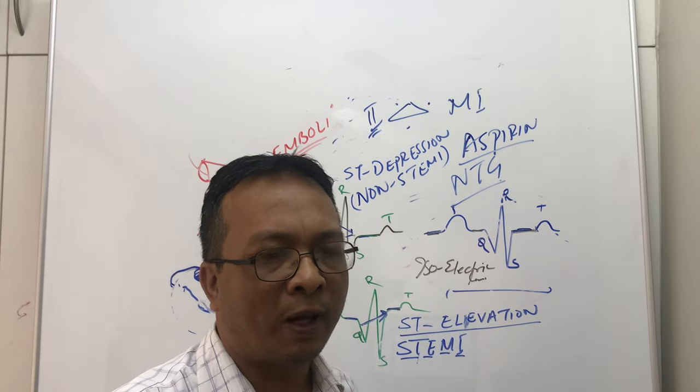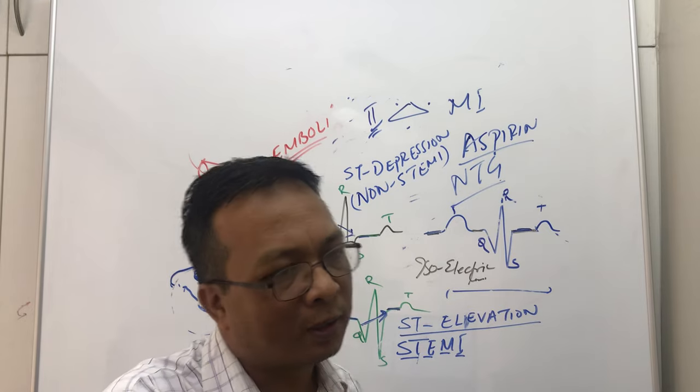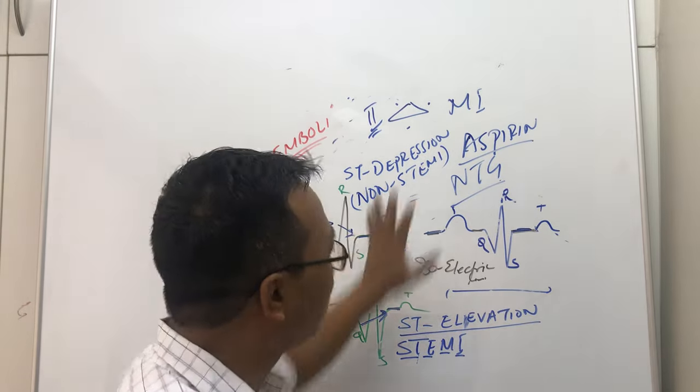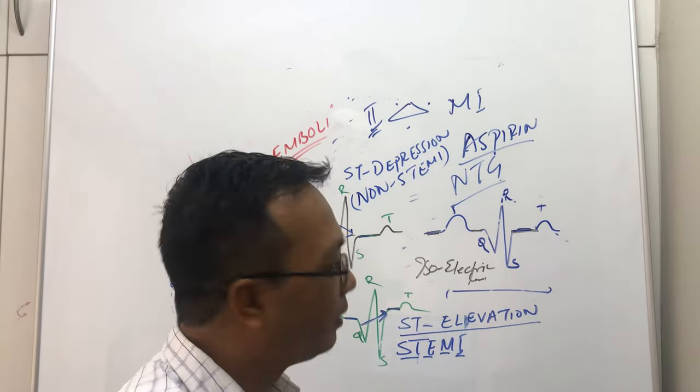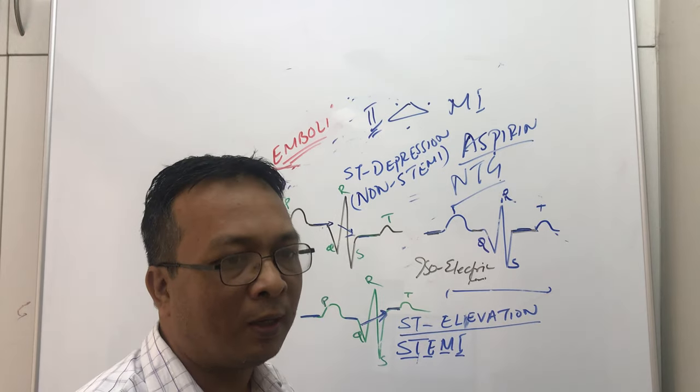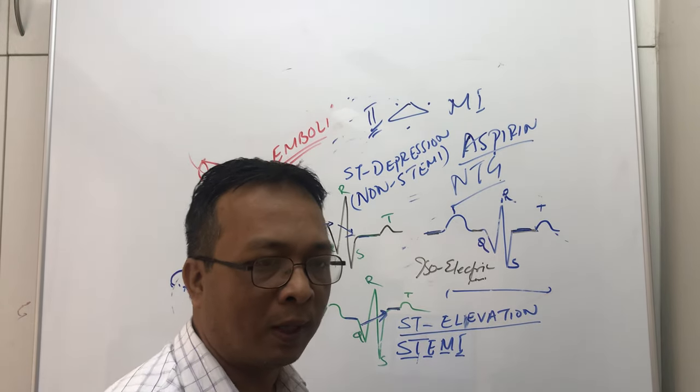It will just take 5 minutes, to see whether it's elevated or depressed. Anyway, if you think of a heart attack, you admit the patient and you start your protocol. We'll discuss the treatment later. So this is how a heart attack will look. I'll not say heart attack, this is how an MI will look.